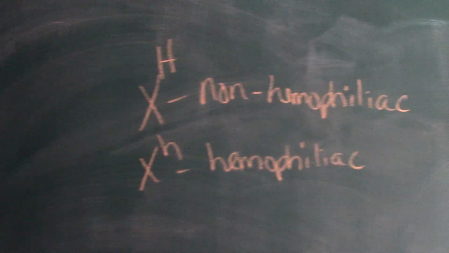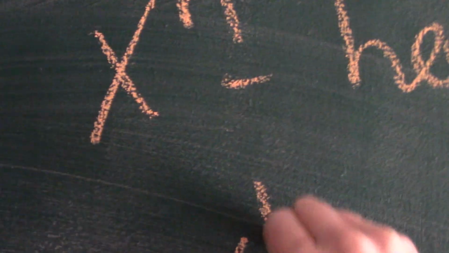It's X-linked, so it's X-linked recessive. So this would be a non-hemophiliac. That's what that X is. And that would be hemophiliac. Okay. So a female is actually a hemophiliac. And so she has to be X little h, X little h. A female carrier would be X big H, X little h. So that would be a carrier.